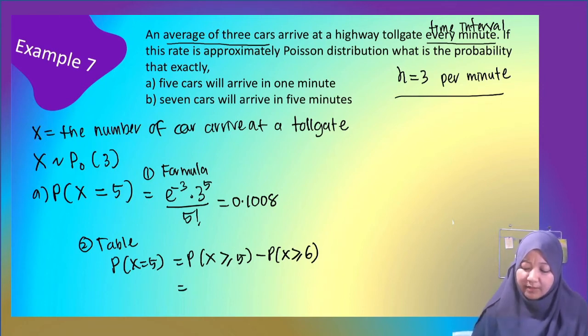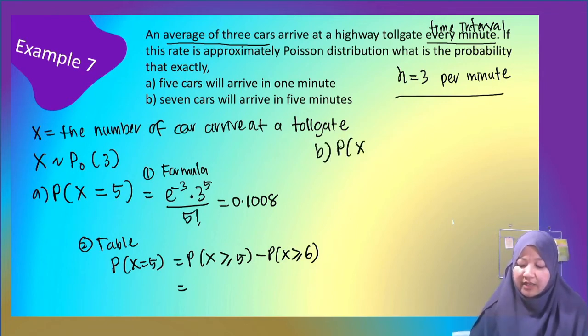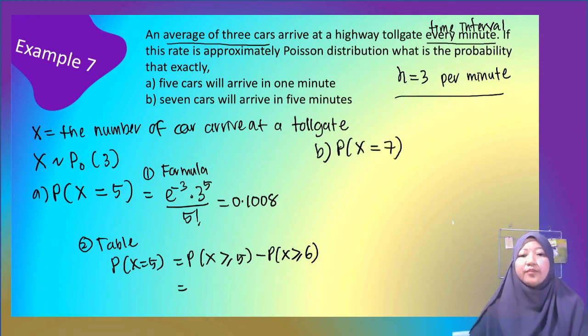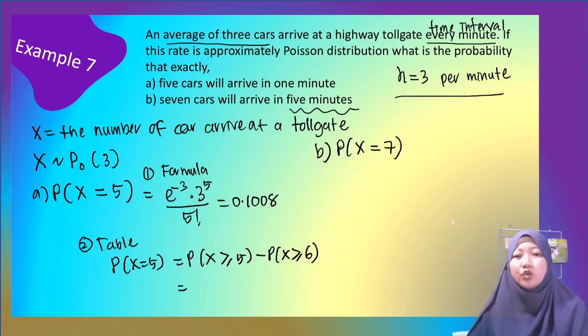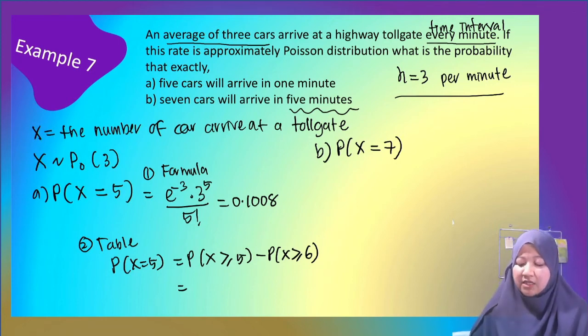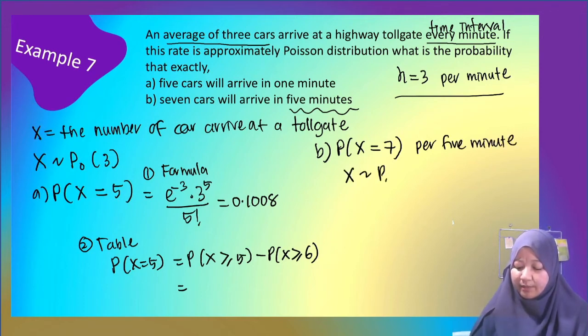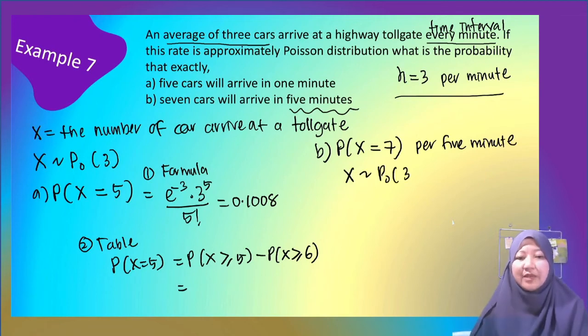Okay, B, find the probability X exactly 7 car will arrive in 5 minutes. Tadi 3 adalah untuk 1 minit. Sekarang ni dia nak probability 7 car tapi dalam 5 minutes. So, kita kena ubah lambda tersebut kepada 5 minit. So, this one for per 5, untuk 5 minit. So, kita perlu tukar lambda 3 untuk 1 minit. Jadi, untuk 5 minit, kita kena darab 5.